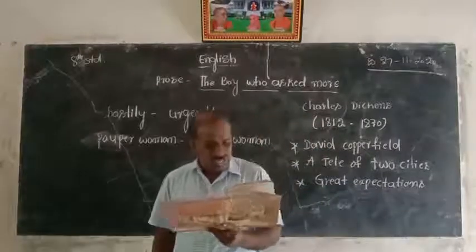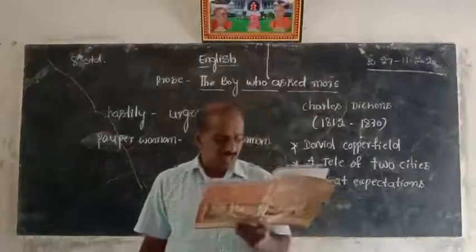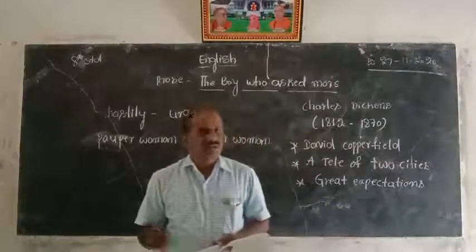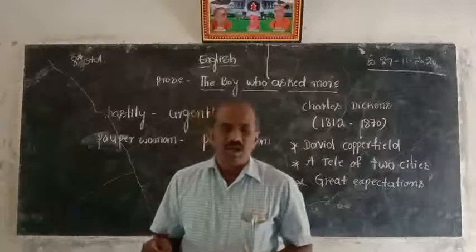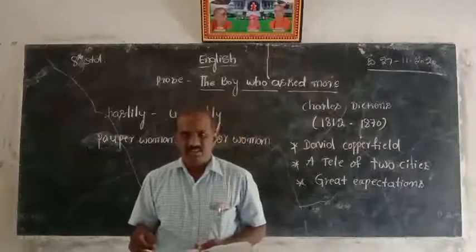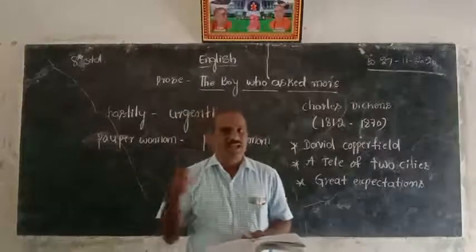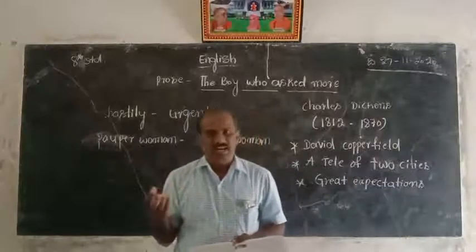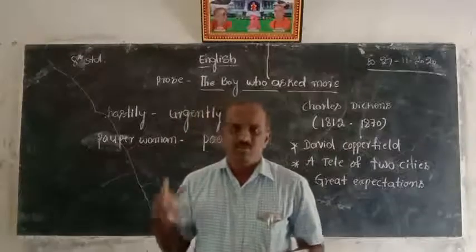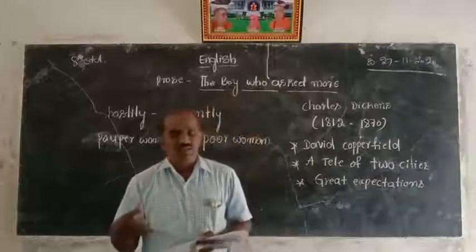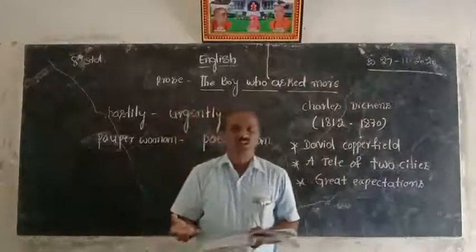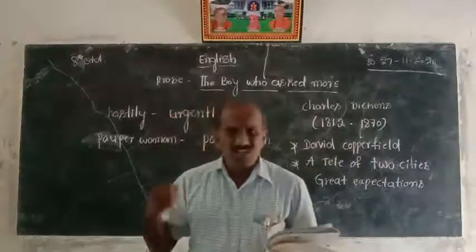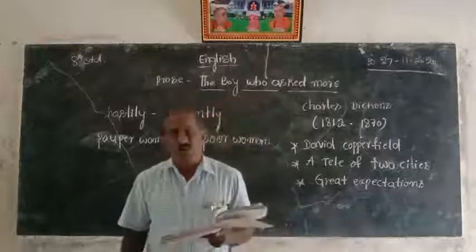The mother died almost as soon as the baby took its first breath. So when Oliver Twist was born, his mother died immediately. It means that when Oliver took his first breath, his mother took her last breath. So he lost his mother when he was born.